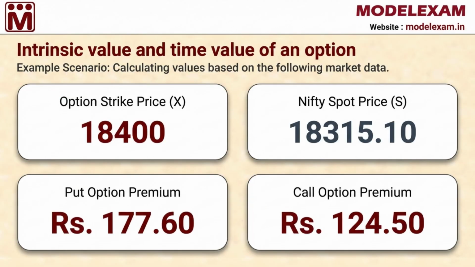Let's look at a practical example using real market data to see how this works. Imagine the current Nifty spot price is 18,315.10. We are looking at options with a strike price of 18,400. To buy the put option, the premium is 177.60 and the premium for the call option is 124.50. We will use these numbers to figure out the values for both options.